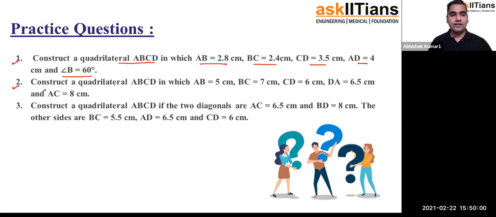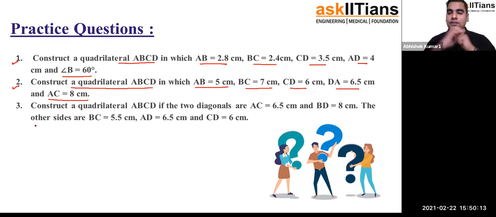Do not forget that. In the second problem, you have to construct a quadrilateral ABCD. AB is given, BC is given, CD is given, DA is given, and AC is given. So in this situation, you are provided all four sides of the quadrilateral and the length of one of the diagonals, and you have to draw this quadrilateral. Again, do not forget to mention the steps of construction. The steps of construction are very, very important.